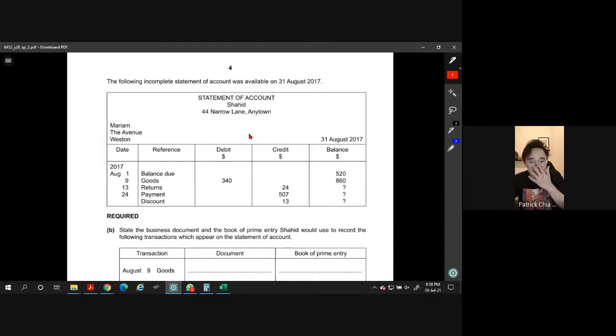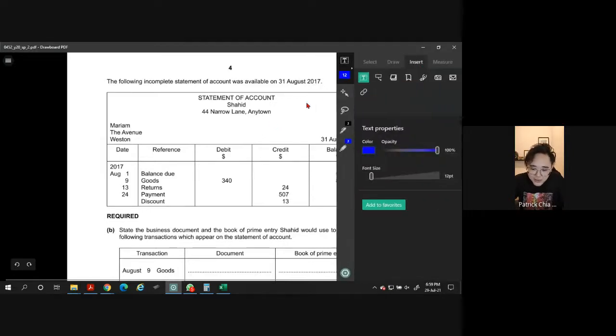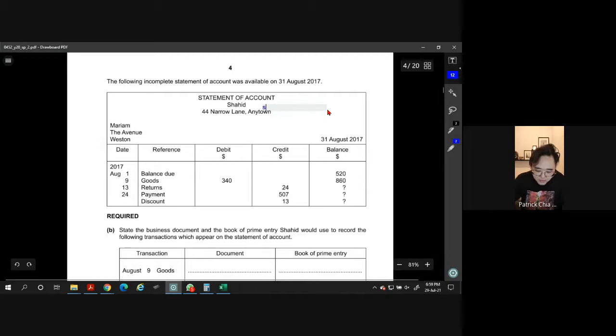Is that okay? Yeah. So in this case, who is the seller? And who sends statement of account? Seller, right? So who is the seller? Shahid is the seller here. Okay. Shahid is the seller. He's also the sender. Okay. The one who sent, the name always on top. Remember I said this? Okay. This is the sender, the one who sends statement of account. Who receives? Mariam, no? So who is Mariam? Customer.